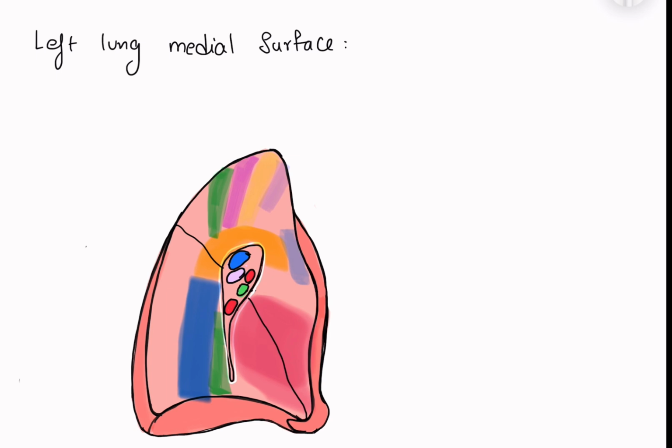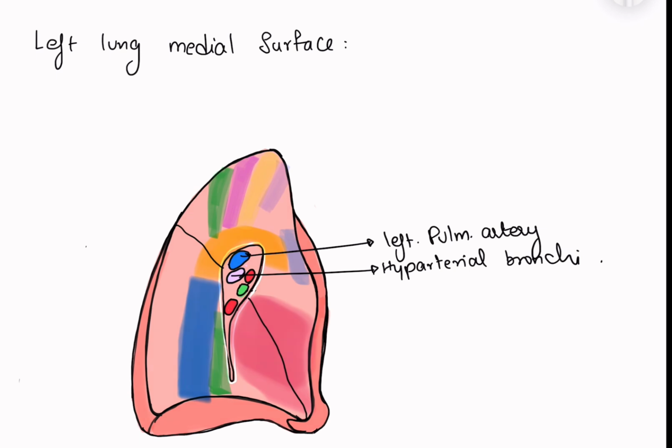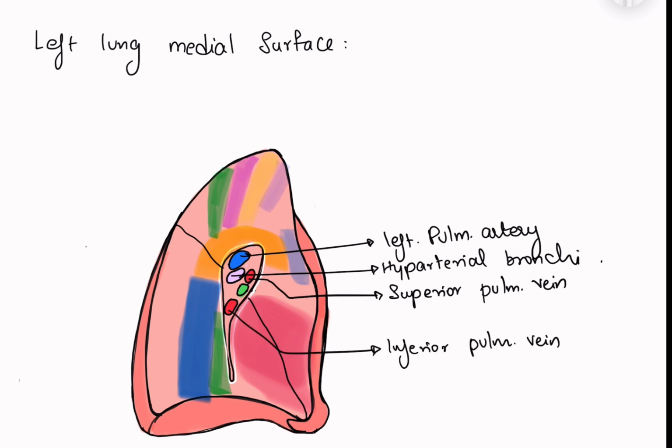Now we'll see the structures within the hilum of left lung. Superiormost is the left pulmonary artery in blue color. Then comes the hyparterial bronchus, which means the bronchus is positioned below the artery. That's why it's called hyparterial bronchus. Followed by left superior pulmonary vein and then inferior pulmonary vein. Again, lymphatics can vary in position.